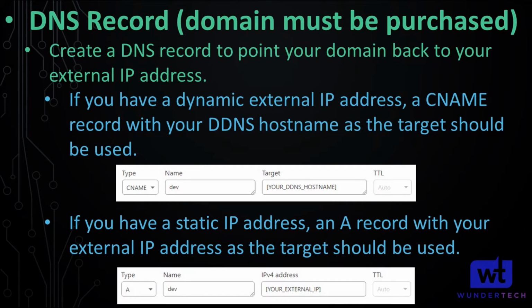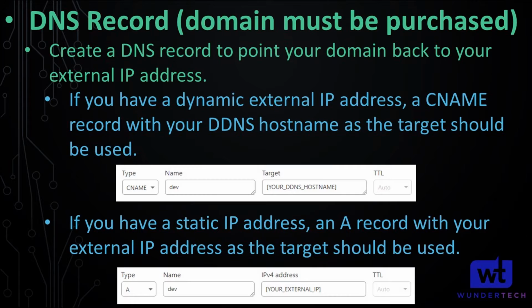So there's a few things that you'll need at this point. You'll need to have your domain purchased, and you'll have to have a DNS record created with a CNAME record that points back to your DDNS hostname. So to summarize, if that's confusing, you're basically pointing your domain back to your external IP address. If you have a static IP address, you don't have to create a CNAME record. You can create an A record with just your external IP address. But for the majority of people, you have dynamic IP addresses, so you'll need to create a CNAME record and point it back to your DDNS hostname.